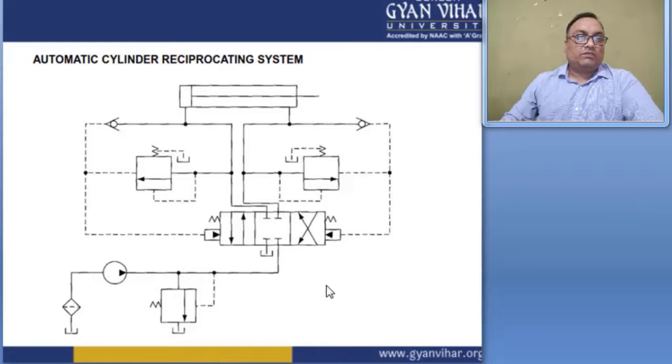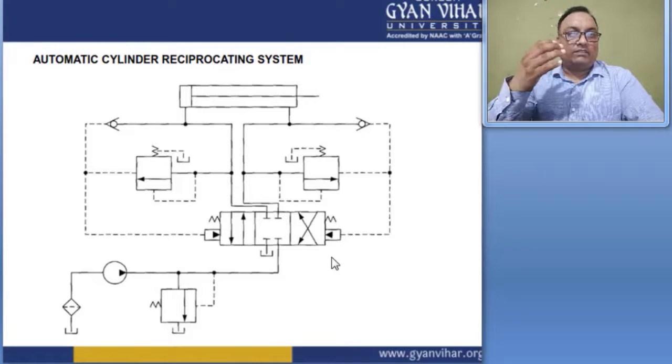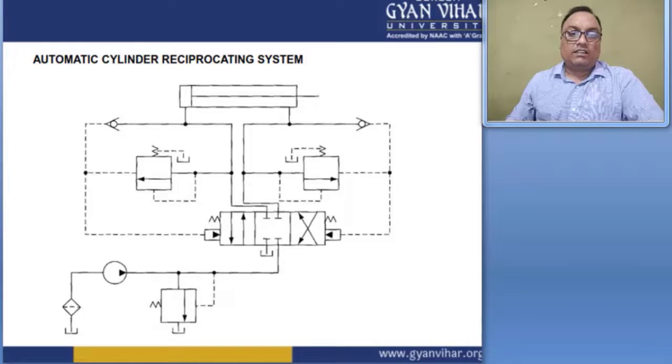Here this is the solid line, and this is the dotted line. The dotted line shows the return line of the fluid, or which is not used in this series. So this type of devices are used here. Let's move to the next operation of this hydraulic cylinder.